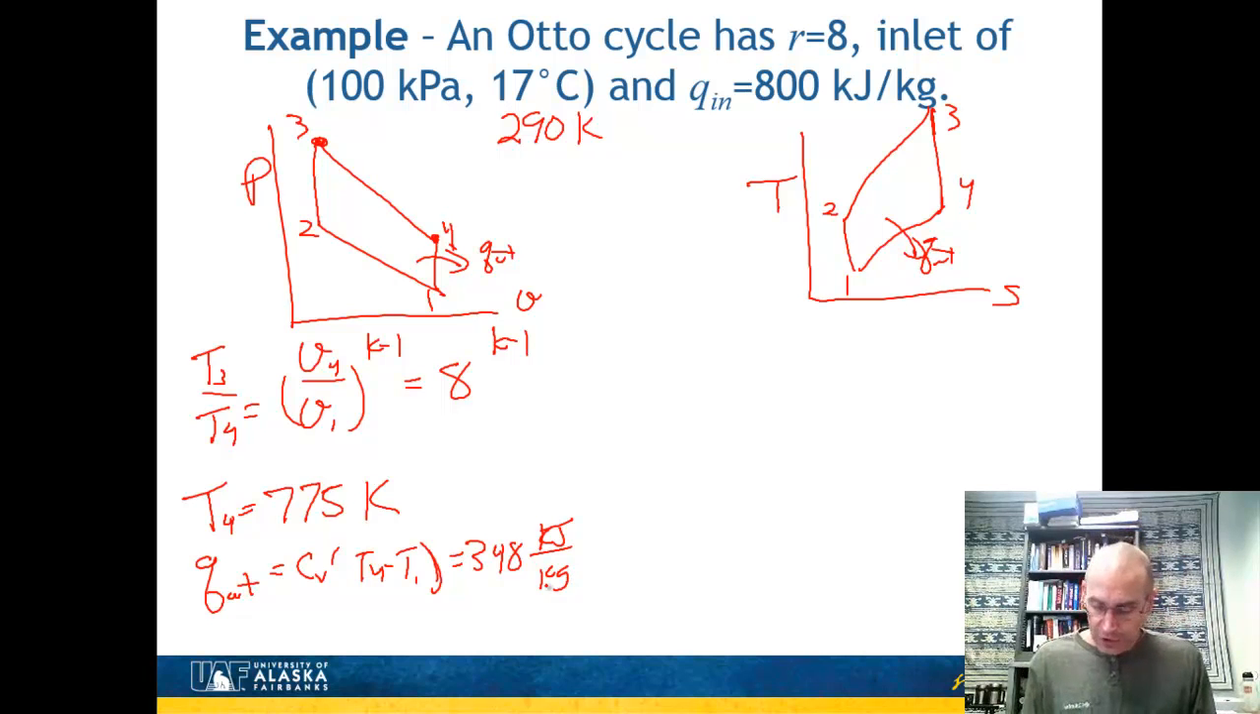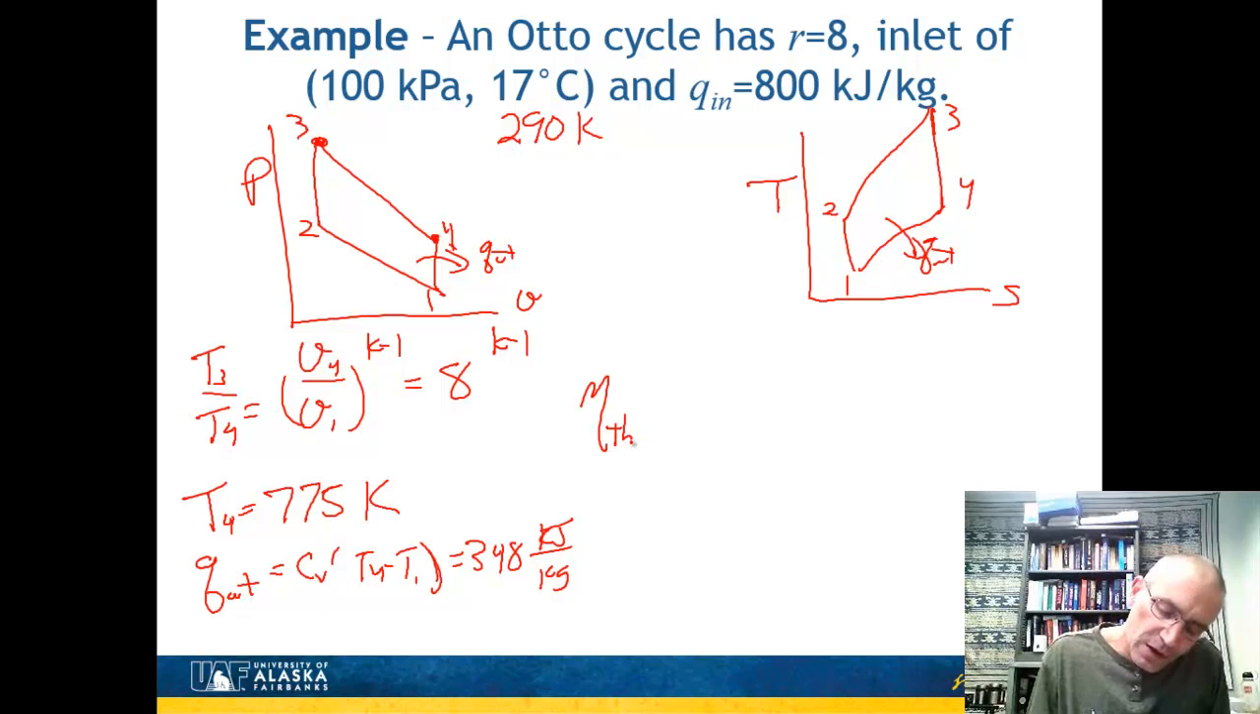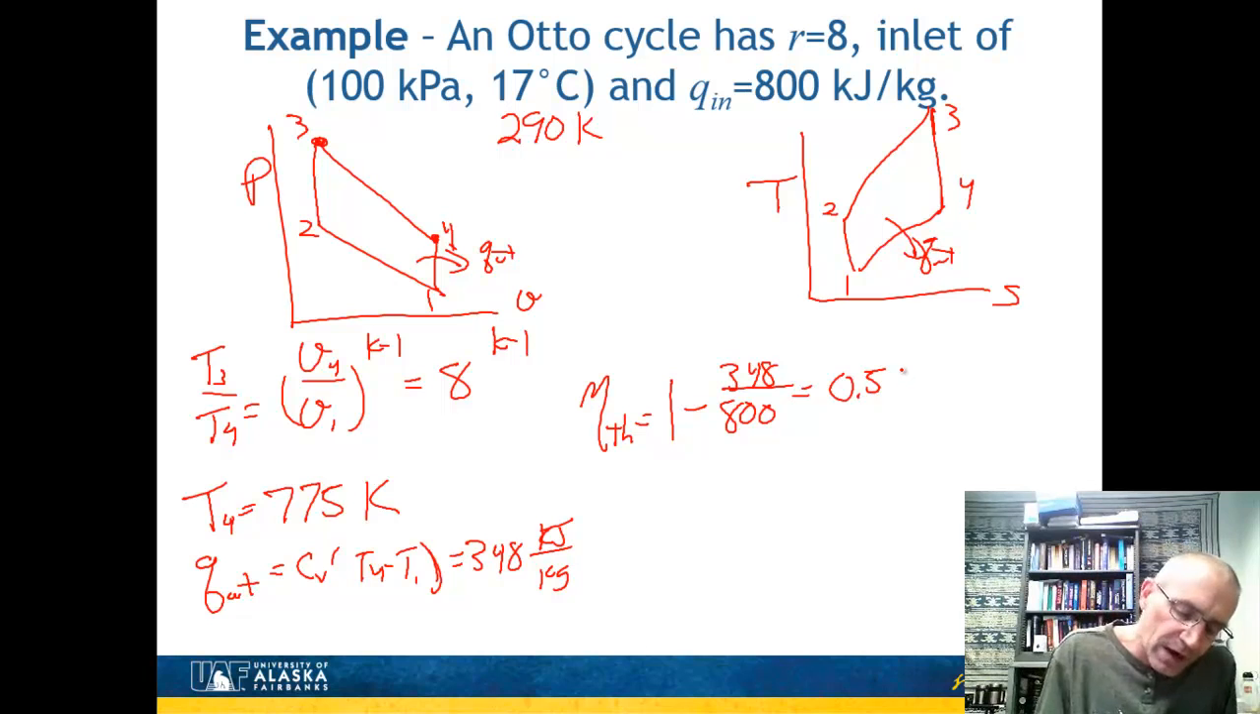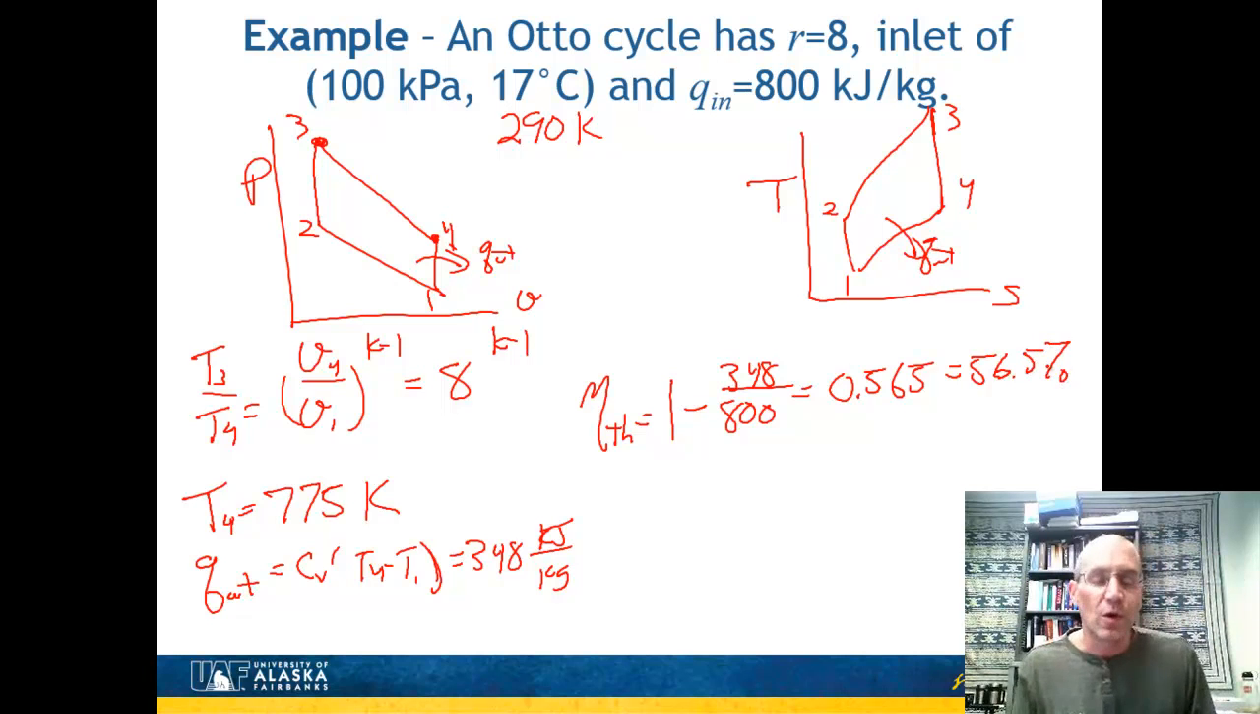All right? So now I know Q out. Q in was given in the problem. I can calculate the thermal efficiency: 1 minus Q out, or 348, divided by 800. That's going to give me my thermal efficiency of 0.565, or 56.5%. All right, kind of similar to what we saw in that diagram for typical thermal efficiencies for Otto cycles.